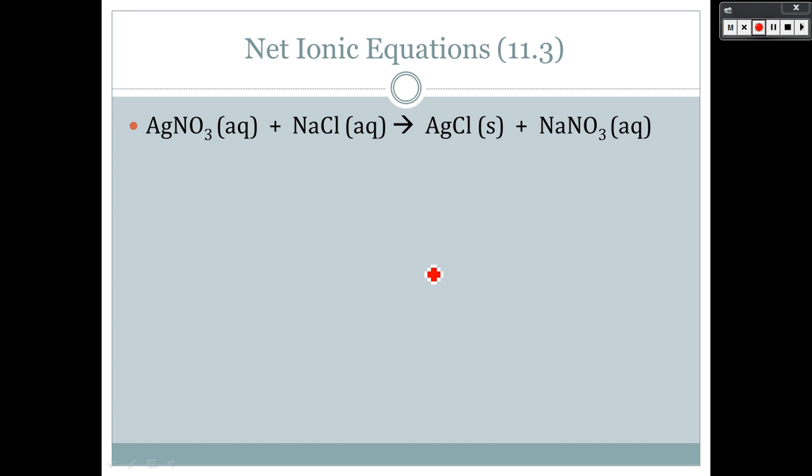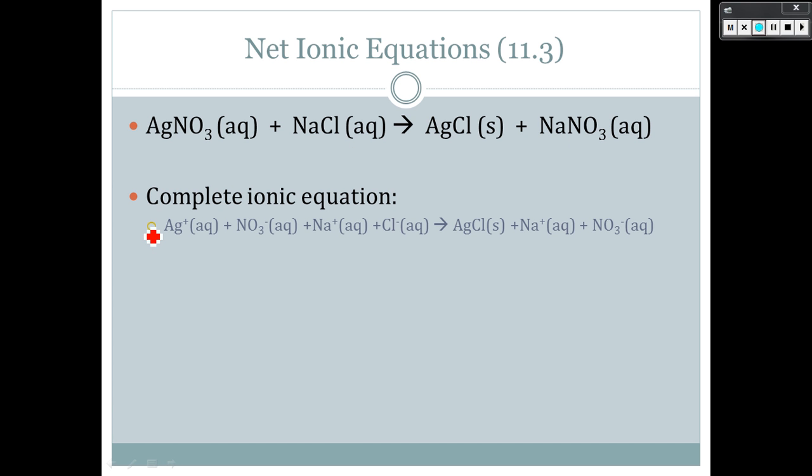And what we're going to do is divide these up into their ions. So this is what's called a complete ionic equation. So it's aqueous silver 1 plus ion plus aqueous nitrate ion. And we know the silver is 1 plus because we know nitrate is 1 minus. Here's our sodium ion and our chlorine ion, and that yields silver chloride, which is solid, so it's not aqueous, we're not going to break it up into ions, it's a solid product, plus aqueous sodium ion and aqueous nitrate ion.